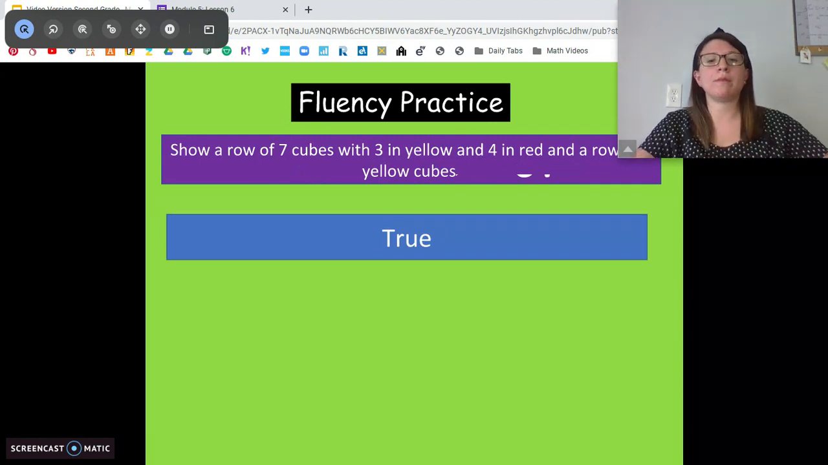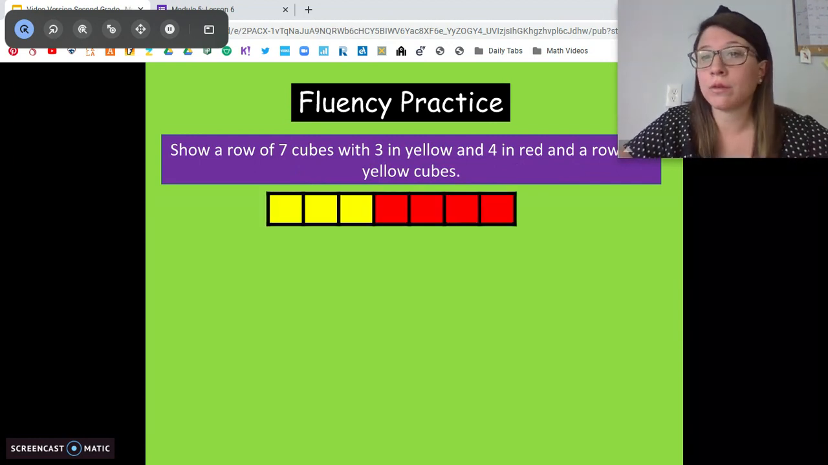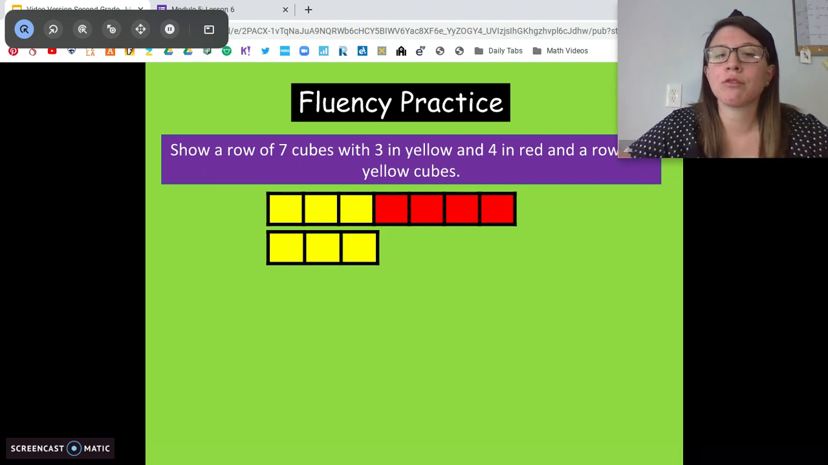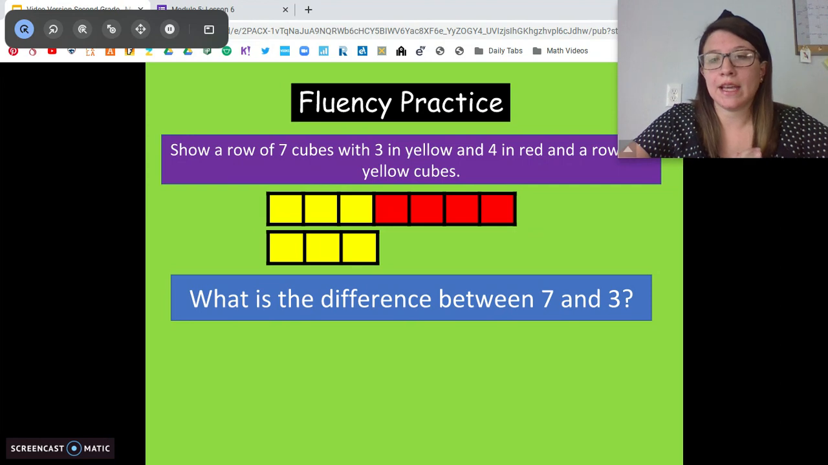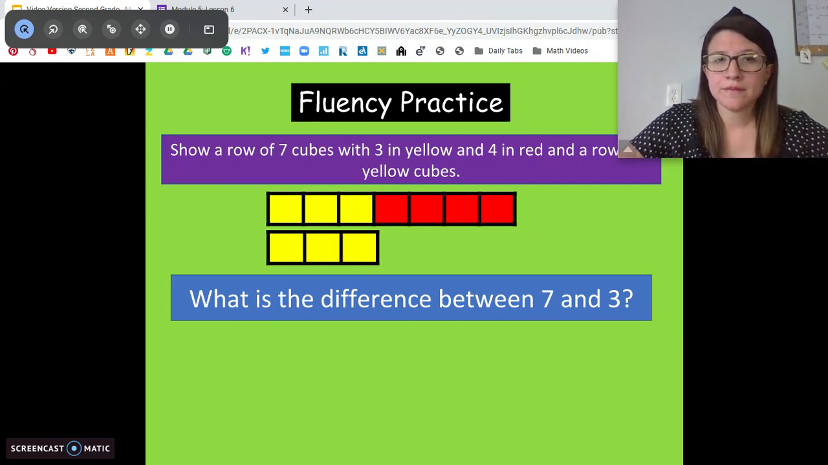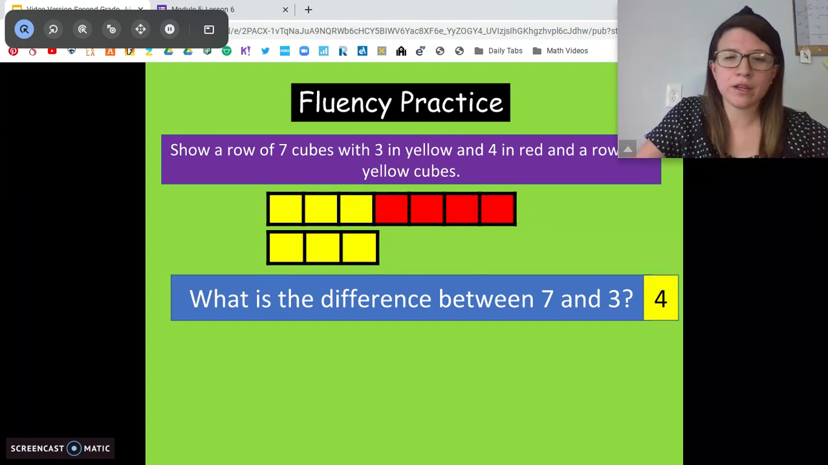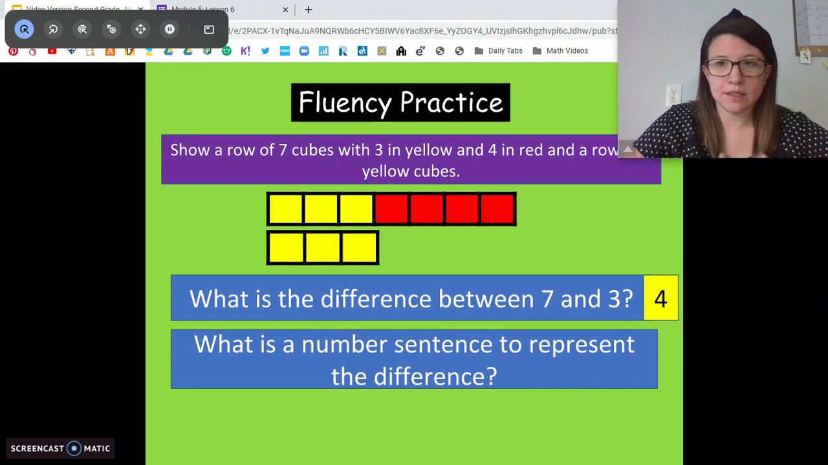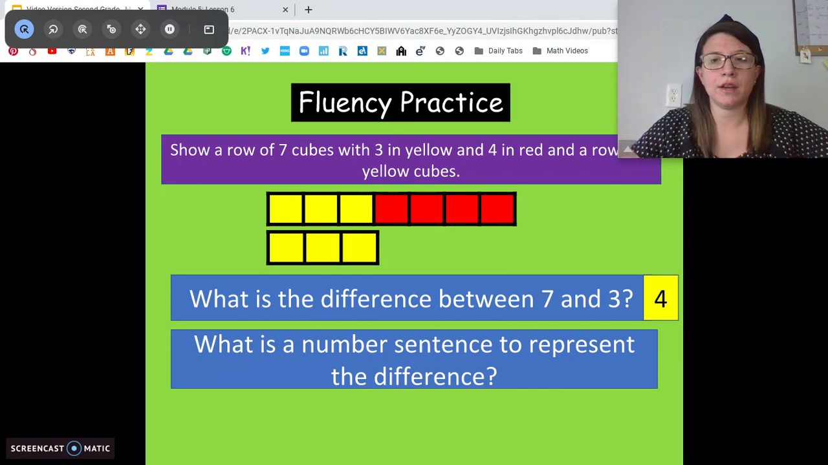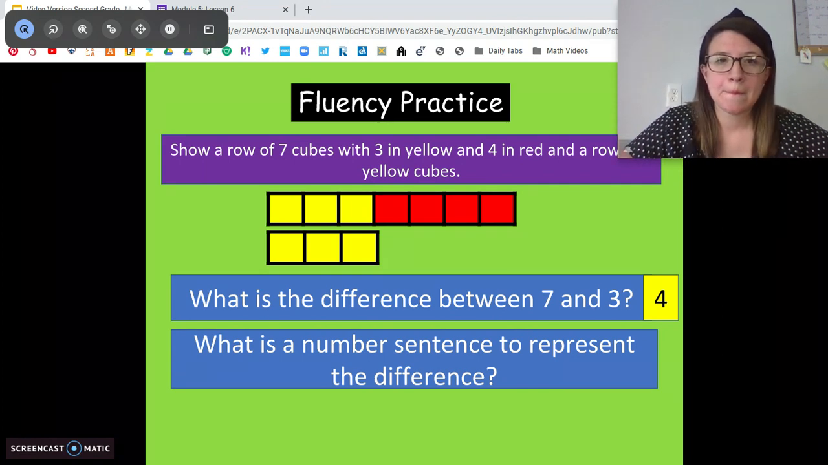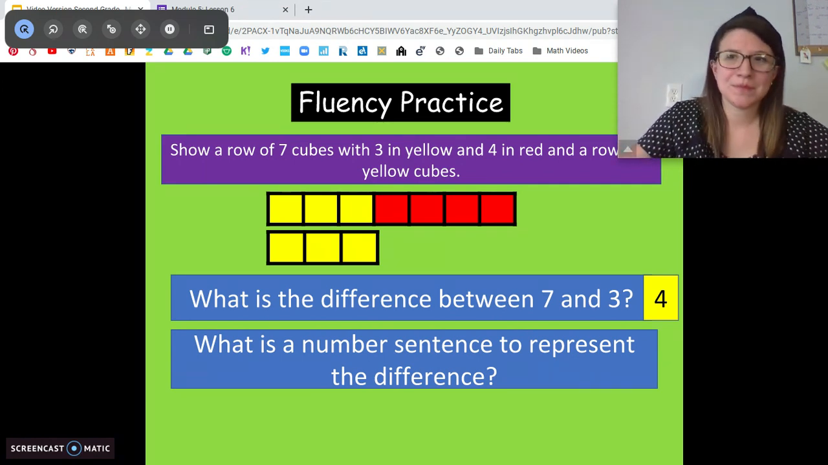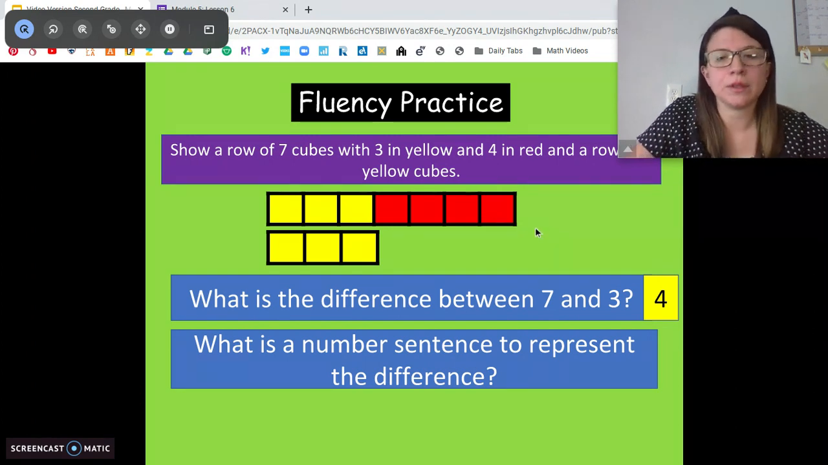All right, let's try it with another one. I have 7 cubes, 3 yellow, 4 red. And then I have 3 yellow cubes on the bottom. What's the difference between 7 and 3? One, two, three, 4. We got 4. Good. What's the number sentence we can say to write out the difference between 7 and 3? Excellent. 7 minus 3 equals 4.